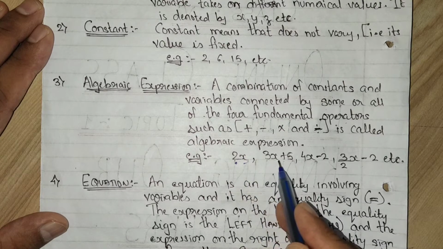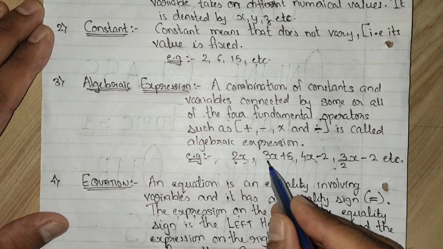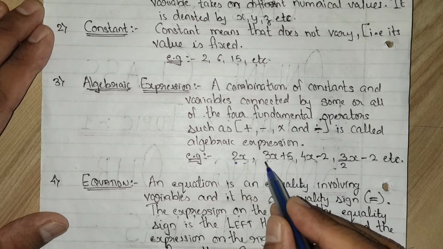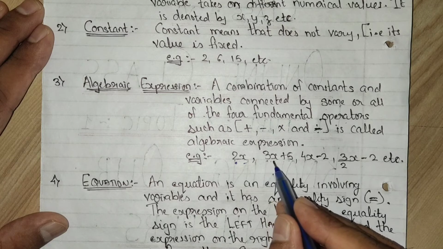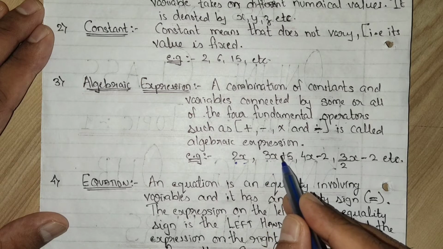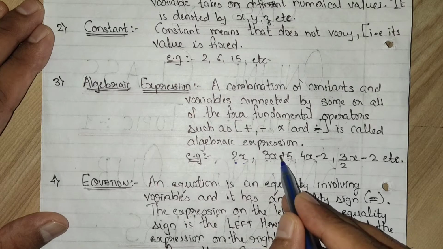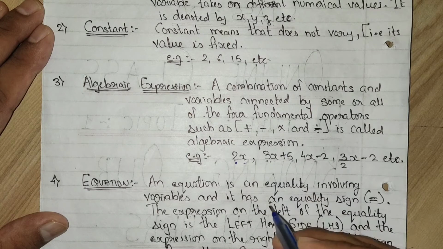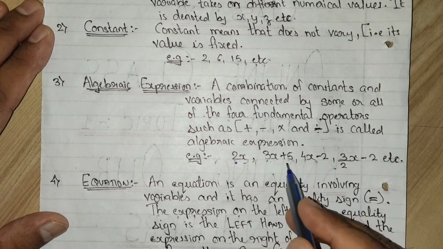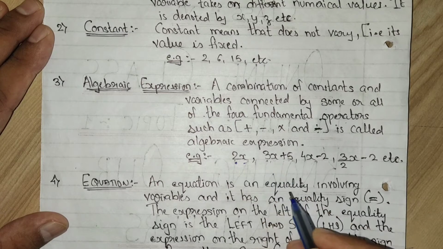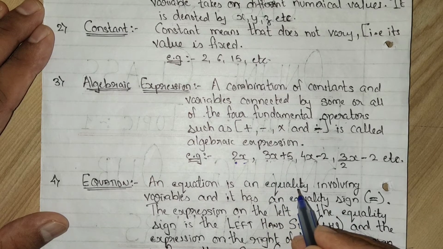Let me take another example. Here 3 is constant, 5 is constant. Now 3 is multiplied with x. So, 5 is added to 3x. So here we took addition, we took multiplication and we combined constant term and variable. So it is known as algebraic expression.